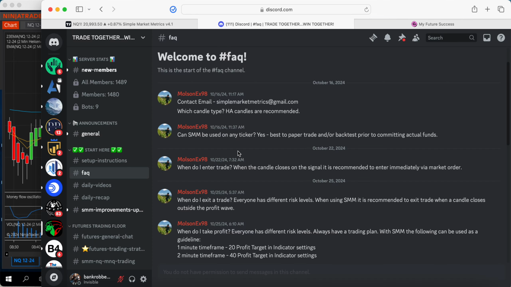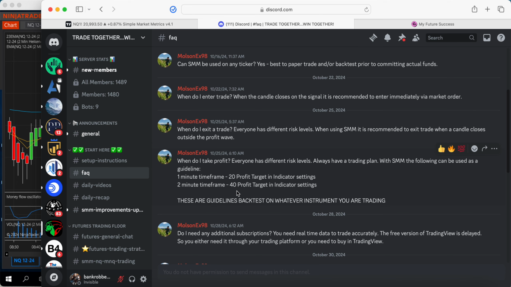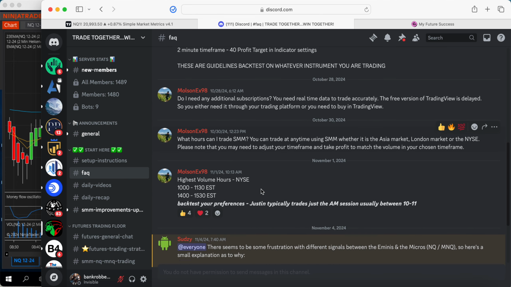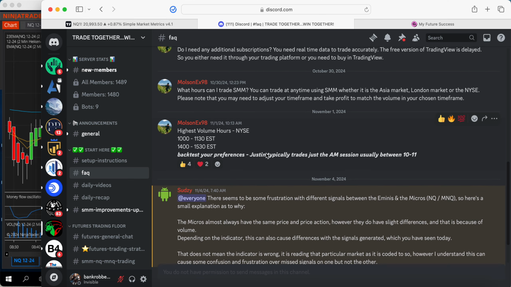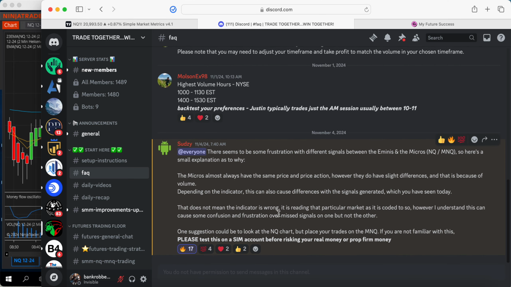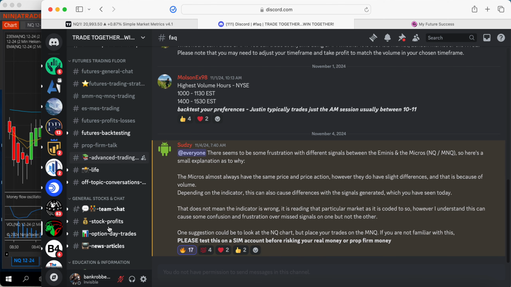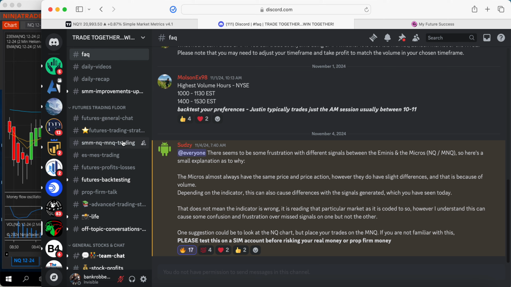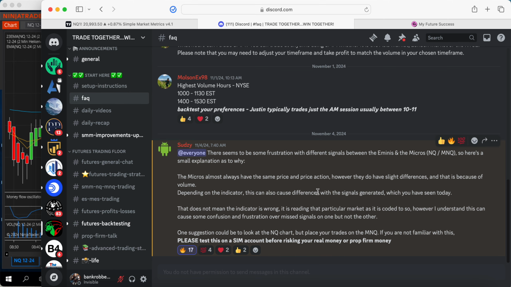There's also a Discord that within a few hours or a day, you should get the Discord invite. In the facts section, you have a contact email, questions, what type of candles, Heikin-Ashi, that's what you're going to be on. It can be used pretty much on anything, but it's mostly designed for ES and NQ. 1 minute, 2 minute time frame, profit targets for NQ. There's all this information in here. Molson is the moderator and Sudsy is the coder, who works with Justin. All these channels, you can get in and ask some questions, but visit the facts section and the setup instructions, so most of your questions can probably be answered there.